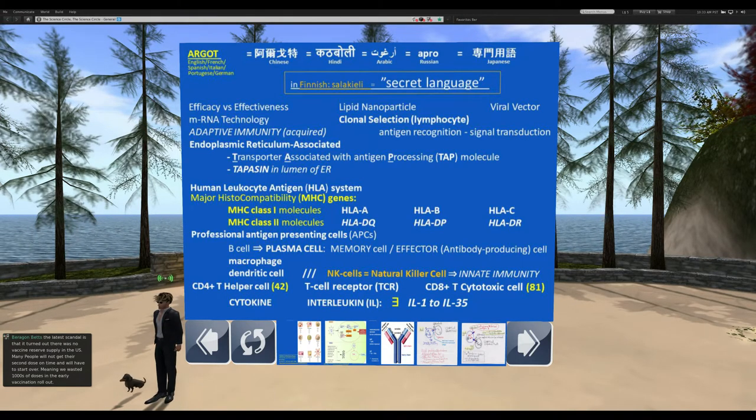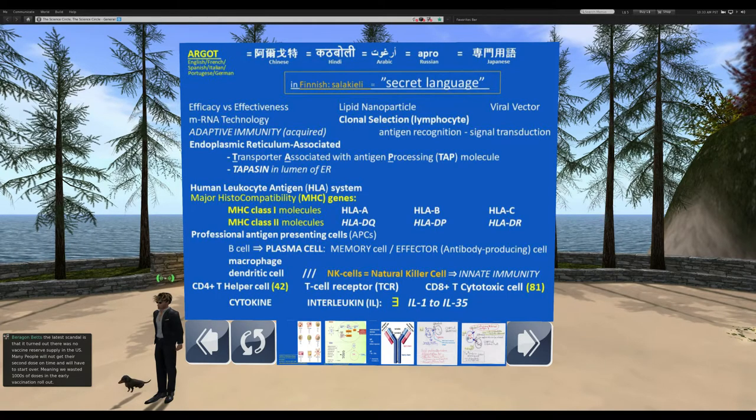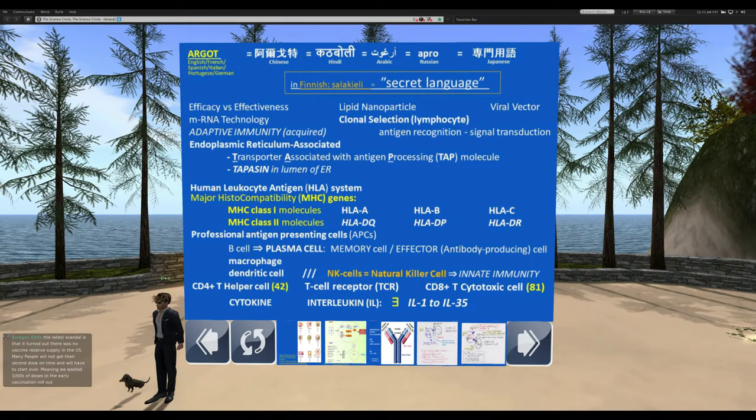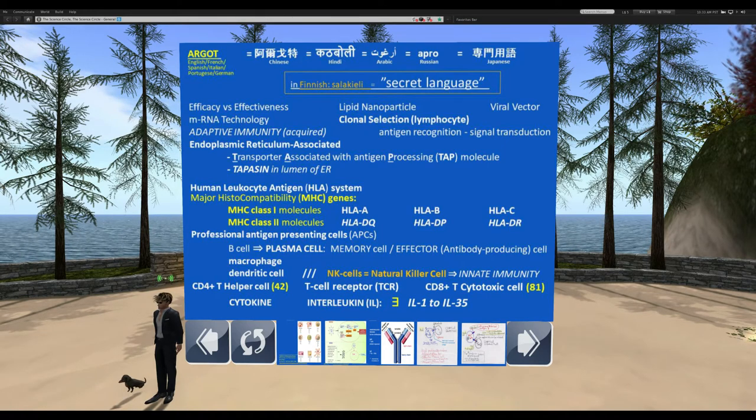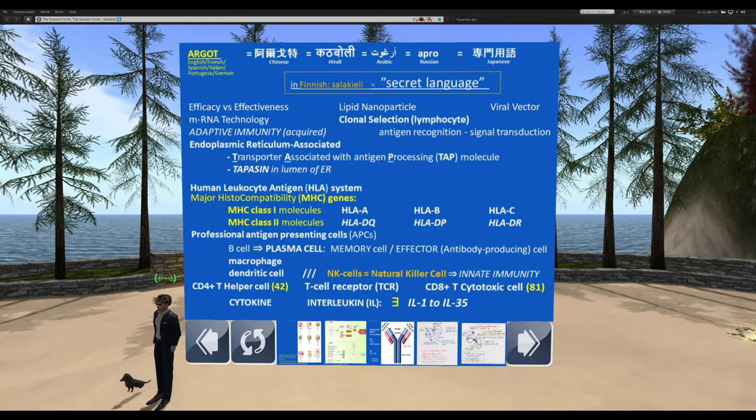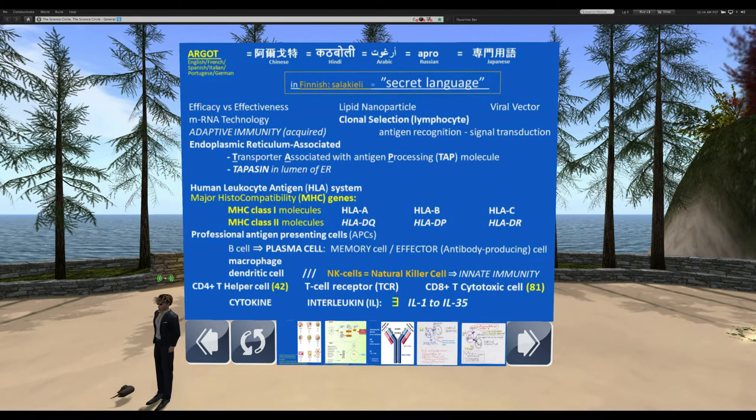I'll just have them listed there. I won't read them. They are very important to professional antigen-presenting cells, which I'm going to tell you about. So I'm saying all these things because you're going to hear it again in some of the description. And of particular importance is the plasma cell, leading to effector plasma cells that produce antibodies, or memory cells.